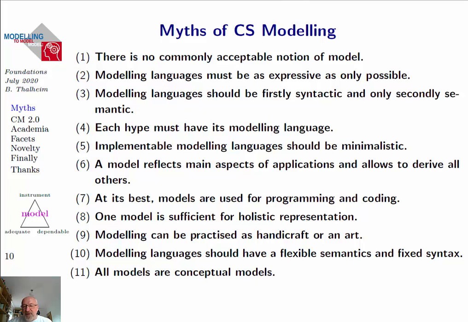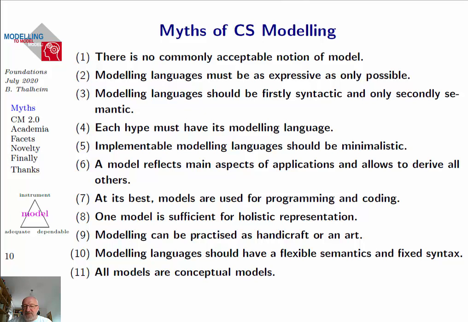Implementable modeling language should be minimalistic. That is also not true. It is better to have a proper approach to model suites. A model reflects main aspects of the applications and allows us to derive all other aspects. That would be nice, but it is impossible. See the discussion about the universal world formula.